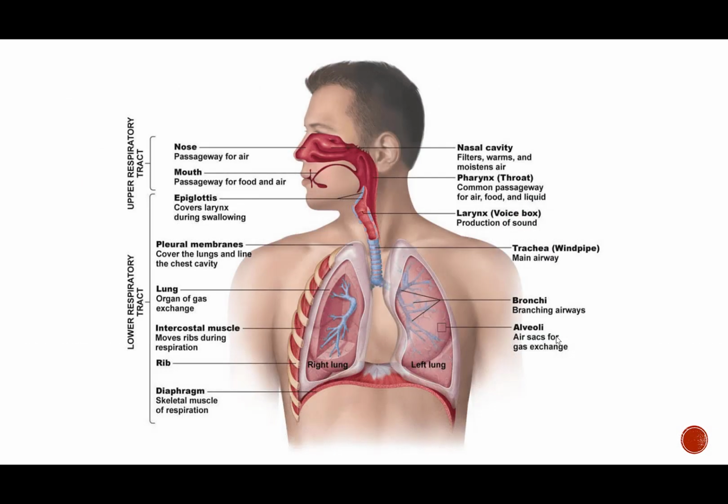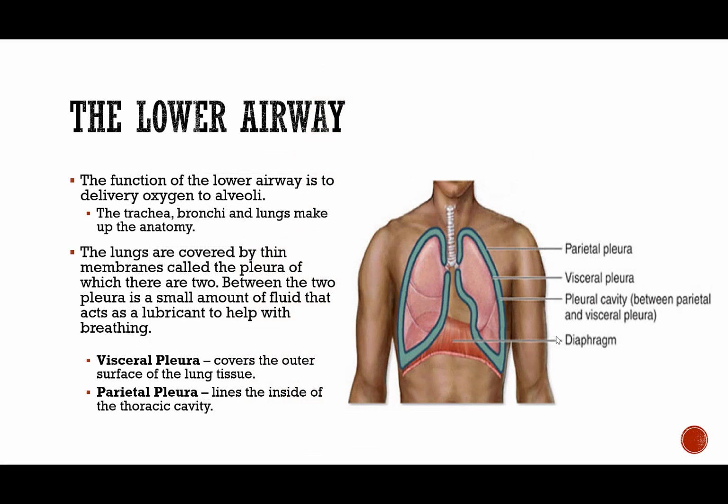All right, so that's all the upper airway. Let's talk about lower airway. On the lower airway, we've got the pleural membranes, which we'll talk about. We've got the lungs. We've got the intercostal muscles, diaphragm, bronchi, and alveoli. We're going to go into these ad nauseam. So the lower airway's function is ultimately what? Deliver oxygen. Get oxygen to the alveoli, okay? And that's done through the trachea, the bronchi, and ultimately the lung cavities.